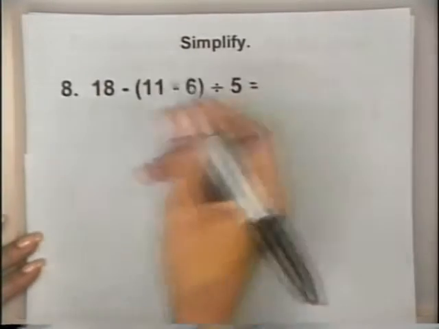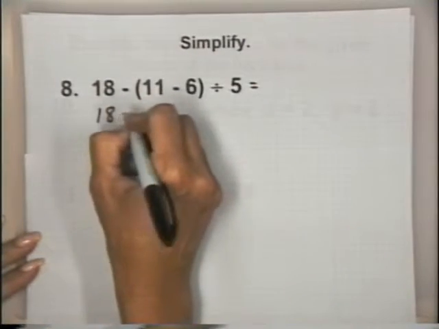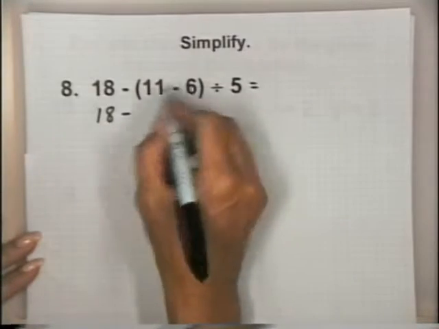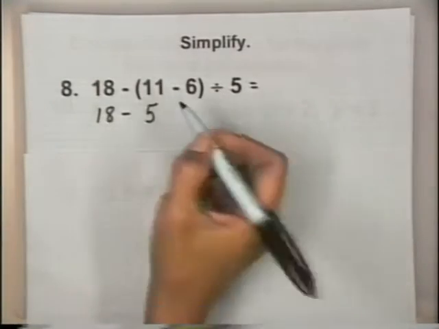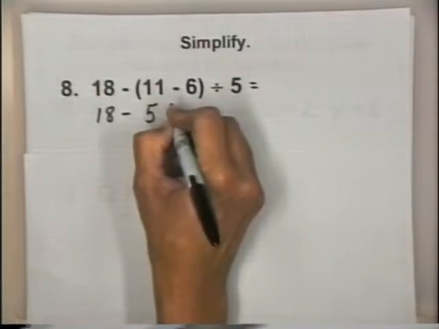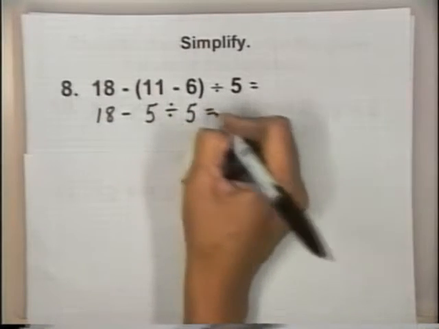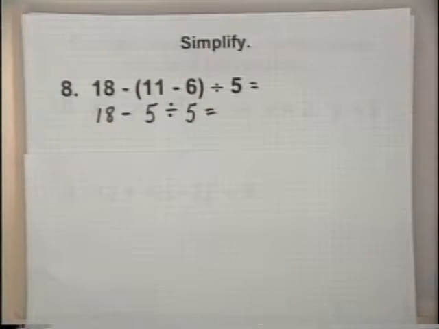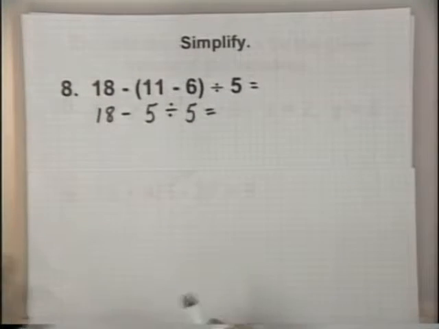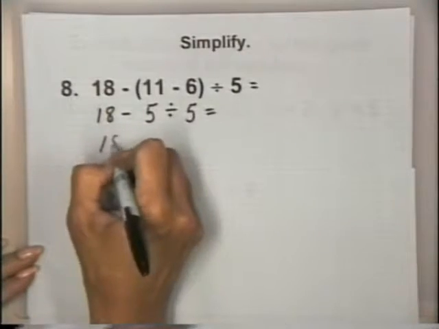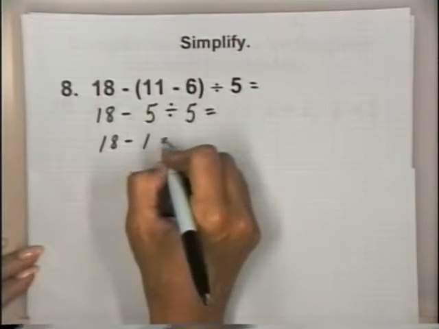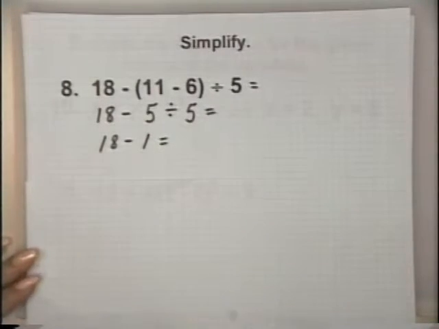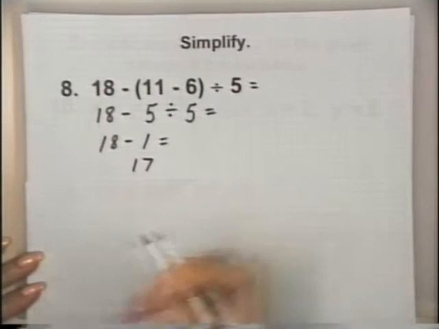So let's do that. Let's perform the first step, subtract. 11 subtract 6 is 5, so I'll write the 5, and I no longer need the parentheses because I have performed the operation inside. Let's write divided by 5. Next, I'll look for exponents, and I have none. Next, I come through from left to right and multiply or divide. I do have division, so let's say 18 subtract 5 divided by 5 is 1. And last, I can say 18 subtract 1 is 17.